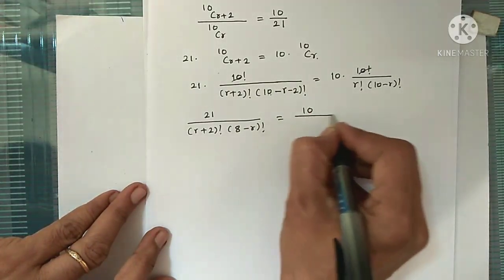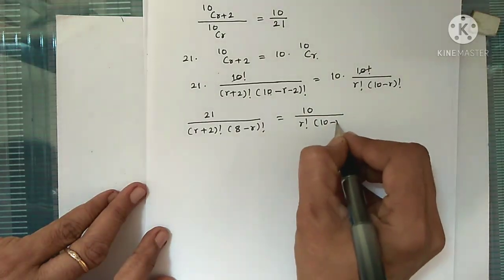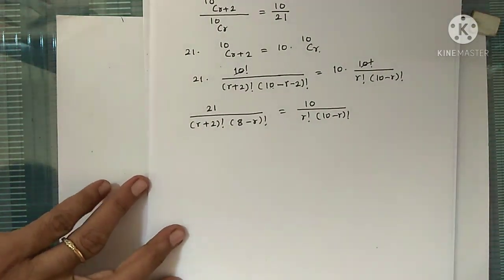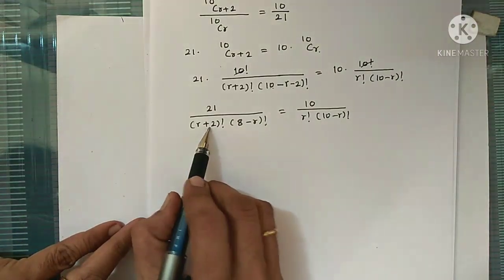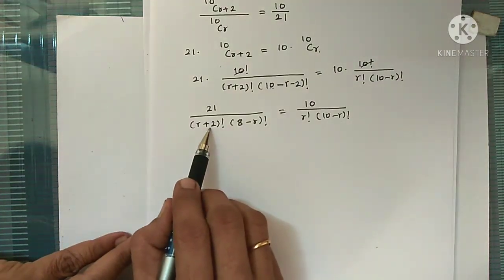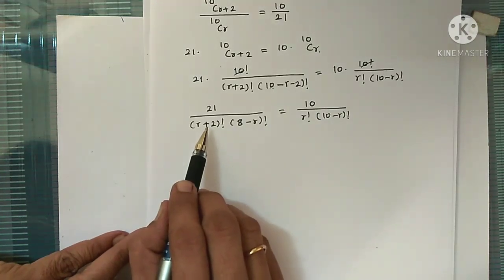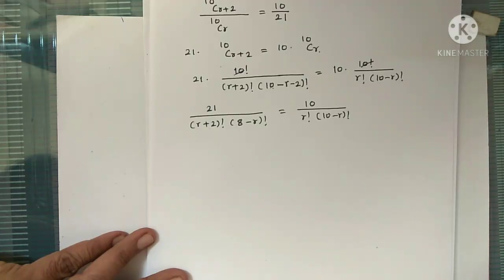10 divided by r factorial, 10 minus r factorial. So we have 4 terms as factorials. So this one is r plus 2 factorial, and here we have r factorial. So subtracting 1 from this, we get r plus 1. And again subtracting 1, we get r, which is r factorial. So that we can cancel that r factorial.